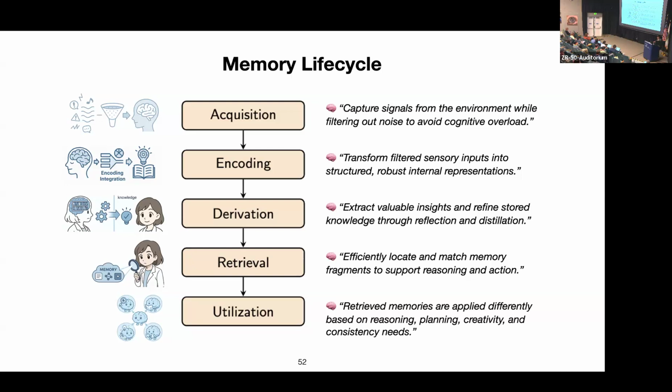And retrieval is about, based on the current context, what kind of information you actually want to retrieve from your past experience, which part of it is actually useful. Utilization is about, let's say I give you the relevant piece of information. How are you going to use it? Are you going to use it for reasoning, for planning? Are you just using it as an in-context example or not? So there are different ways to utilize this data.